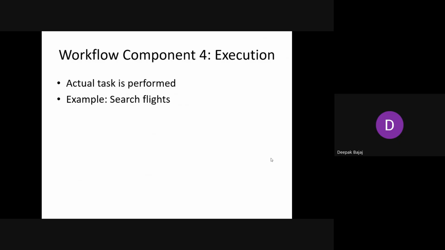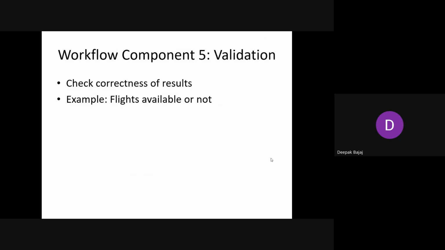A third-party API or database, whatever. The actual task is performed after execution, for example, searching flights, because we request a search, meaning I need to go there, so we search. Workflow component: validation. Check the correctness of the result. For example, is the flight available or not?